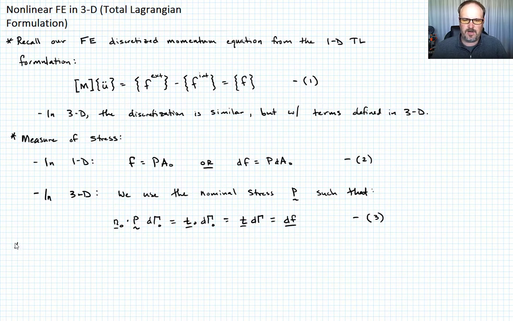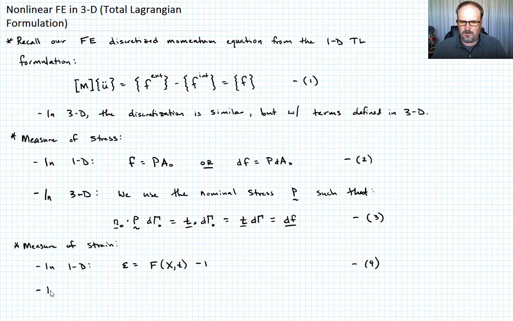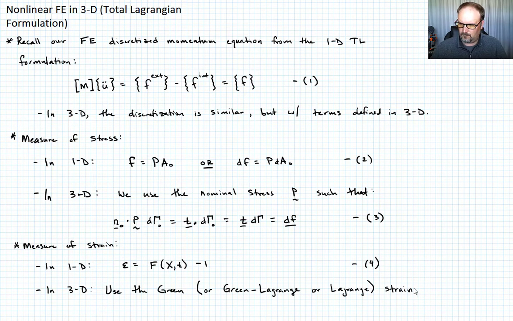How about our measure of strain? In 1D, we defined it as epsilon is equal to F, which was the deformation gradient, x as a function of time, minus 1. Call that equation 4. We have a similar equation in 3D, but we're going to go ahead and use the Green-Lagrange strain tensor.